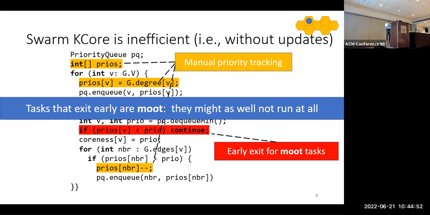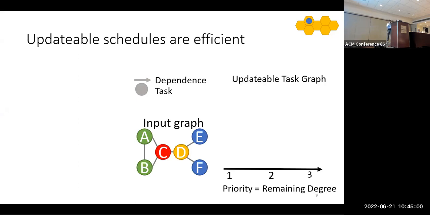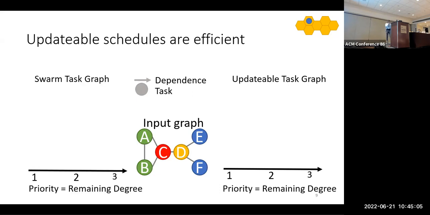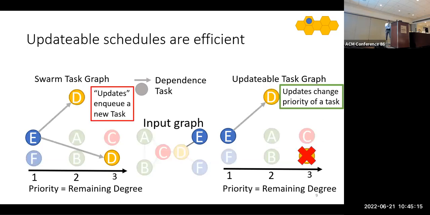To see why we want to do this, let's walk through the execution of K-Core in a bit more detail. Here, we have our updatable priority queue's task graph on the right, which will be much like the one we just saw, and a Swarm-like priority queue's task graph on the left. We will enqueue all of our vertices according to their degrees. So let's see what happens when we dequeue just vertex E. We can see that in our Swarm-like schedule on the left, we've added a new task for vertex D and created a dependence on the old one, which will tell it to early exit. In our updatable queue, on the other hand, we have moved that task from priority 3 to priority 2.